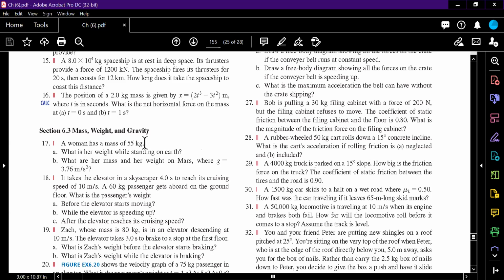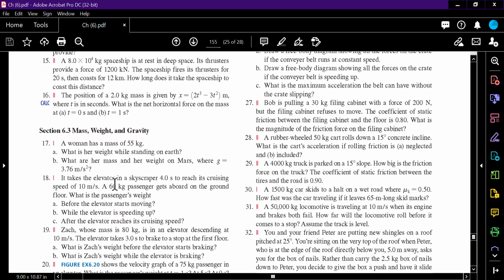And so how does the weight change then? How does the mass change on Mars? It doesn't. If this person flies in whatever spaceship to Mars, she'll take with her the same amount of water content, the same amount of bones and muscle. The weight, however, will be different. It'll be 55 times 3.76 meters per second squared.